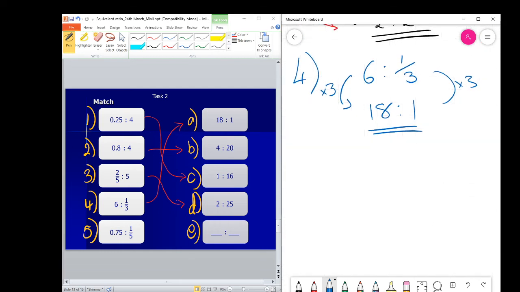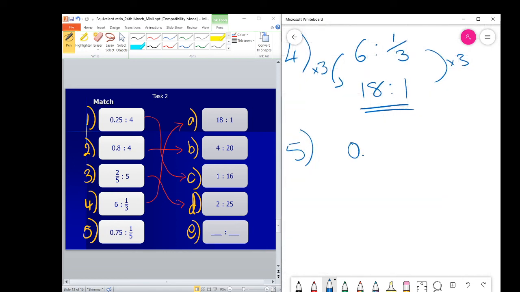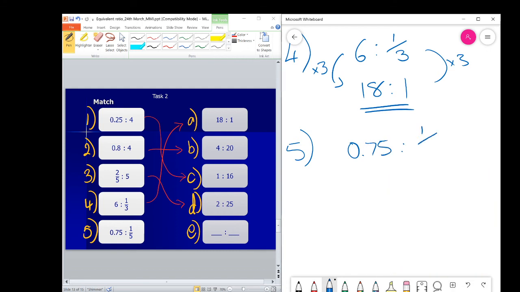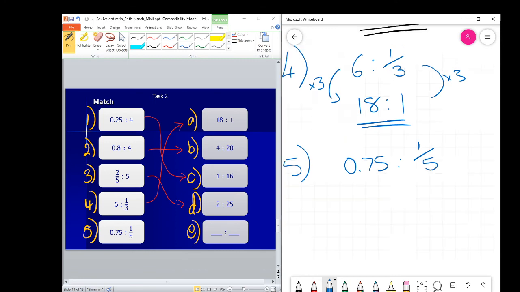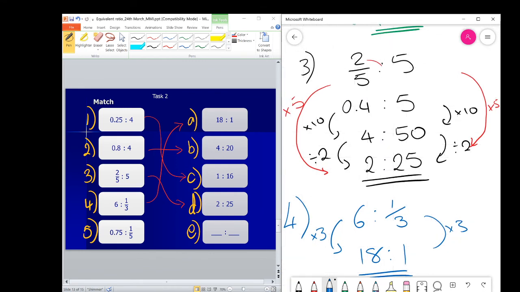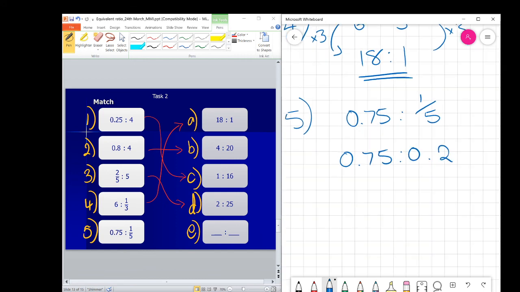And finally then, question 5, you'll see it doesn't have an answer. We can already see what it's going to be, which is quite nice because you have to work it out yourself. This one is a little bit trickier, but not too bad. First thing I'm going to do, 1/5, that turns nicely into a decimal, like it did for question 3. So I'm going to turn them both into decimals first. 1/5 is the same as 2/10, which is 0.2. So that turns into 0.75 to 0.2. So again, not ideal because we've got decimals.